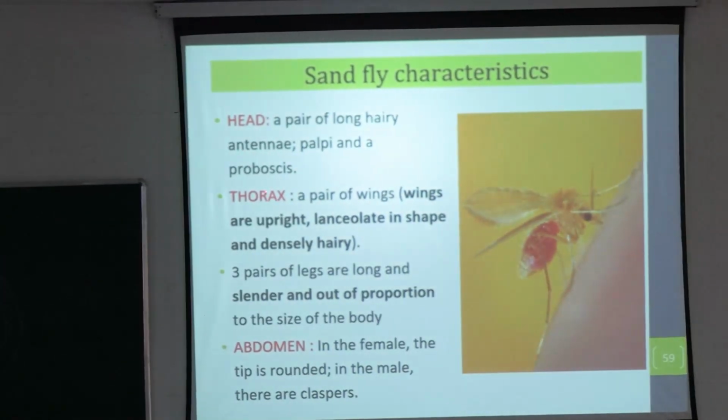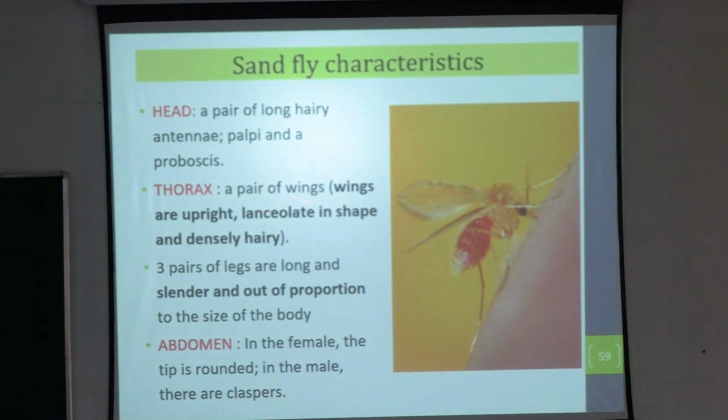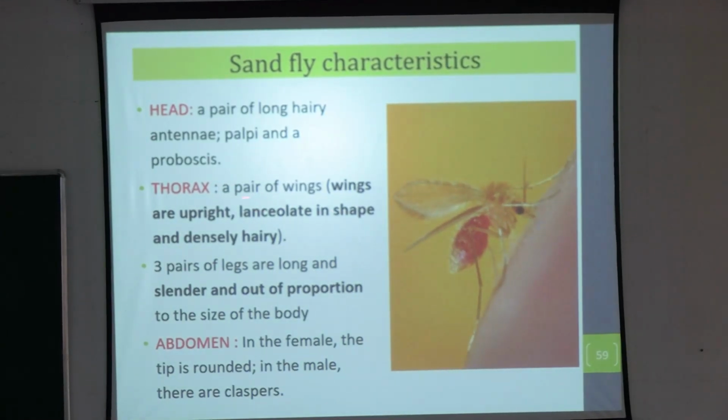কি parts আছে? এটার head আছে, pair of long hairy antenna, palpi and proboscis, thorax, a pair of wings. Wings are upright, as you can see, lanceolate in shape and densely hairy. Then there are three pairs of legs which are strong and slender and out of proportion to the size of the body. Means the legs are very much longer than the body length.